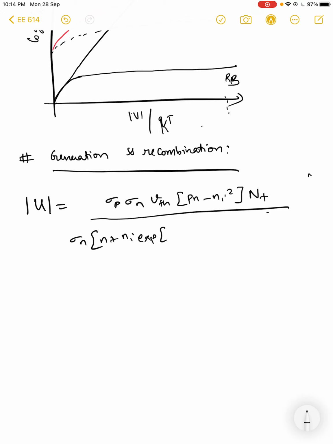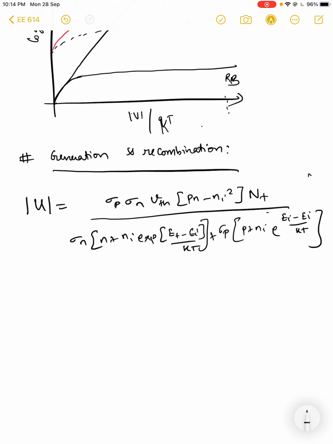sigma n plus ni e power Et minus Ei by kT. This obviously tells us at which point the energy, what is the energy of the trap which is more effective, and we found this expression telling us that the traps at the middle, the deep level traps, are more efficient than shallow level traps. Ei minus Et, right? This being the actual generation and recombination rate, right?